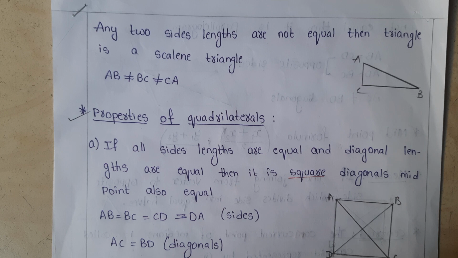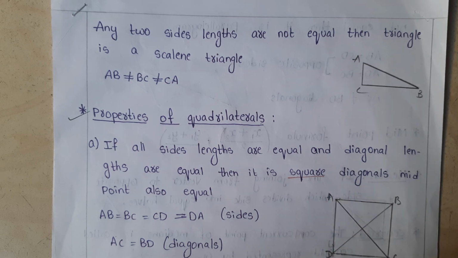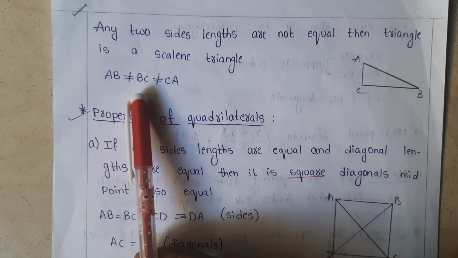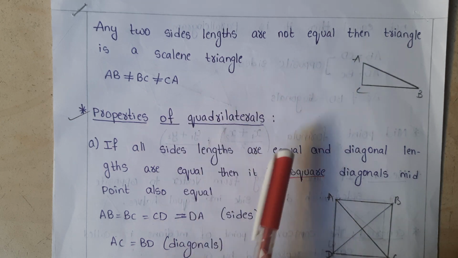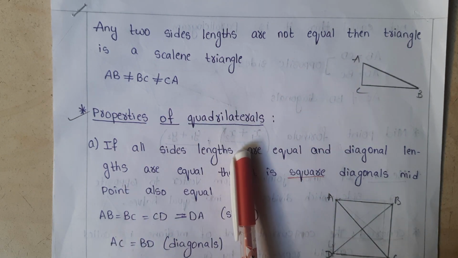In triangles continuation, if no 2 sides lengths are equal, then the triangle is a scalene triangle. You can observe this. That means no 2 sides are equal here. AB is not equal to BC is not equal to CA. That means any 2 sides are not equal. Their lengths are different.